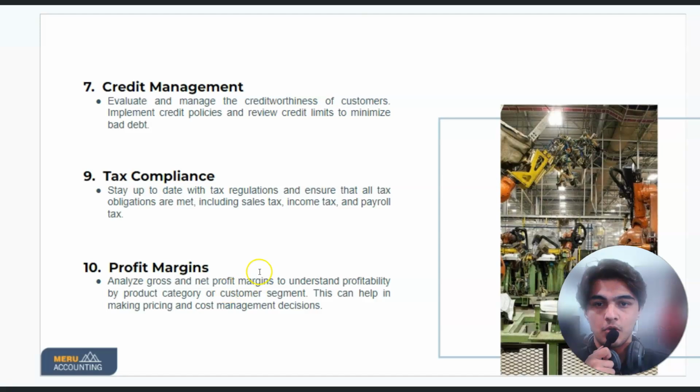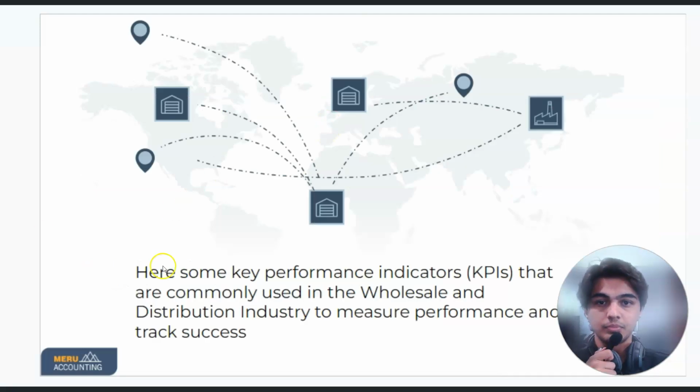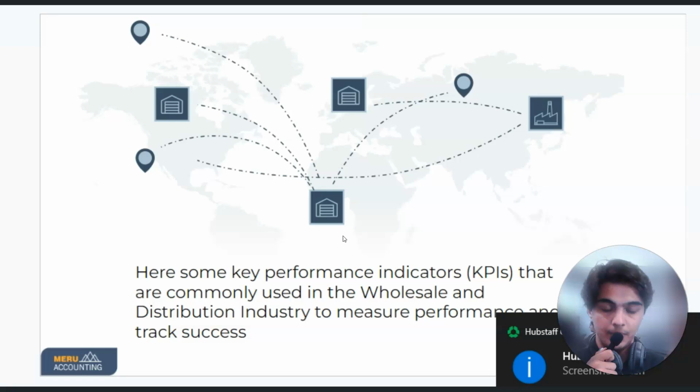Next, we'll talk about profit margins. In profit margins, you will need to analyze the gross profit and the net profit margin to understand the profitability of your product, or to understand the customer segment that you have. This can help you to make your pricing strategies more effective, and it will also help you with cost management decisions. Next, we'll talk about some of the indicators that are very essential to see the growth of the company, or to track the success of a particular company.